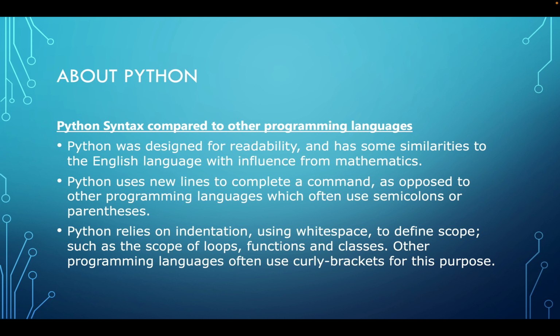Python syntax compared to other programming languages. Python was designed for readability and has some similarities to the English language with influence from mathematics. Python uses new lines to complete a command, as opposed to other programming languages which often use semicolons or parentheses. Python relies on indentation, using white space, to define scope, such as the scope of loops, functions, and classes. Other programming languages often use curly brackets for this purpose.